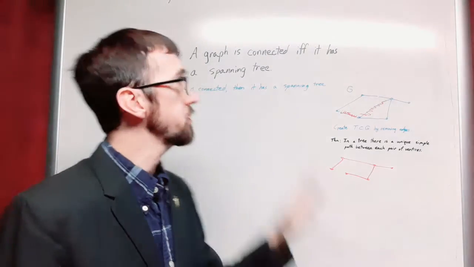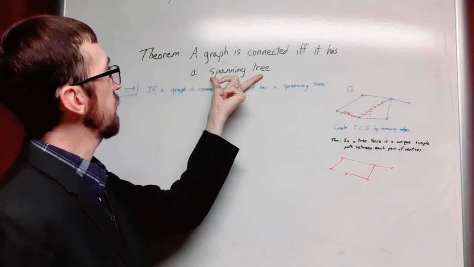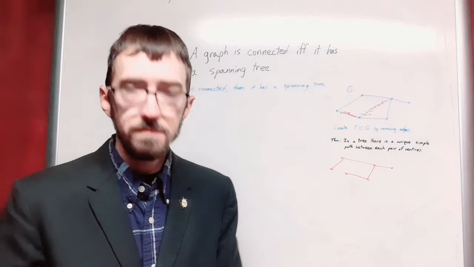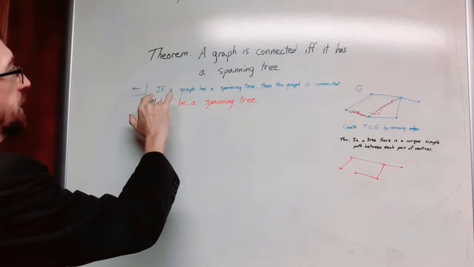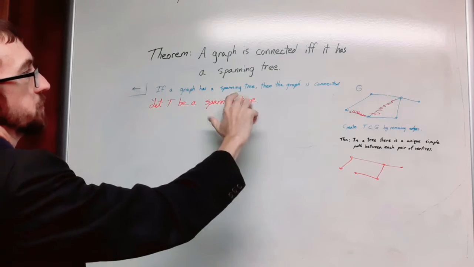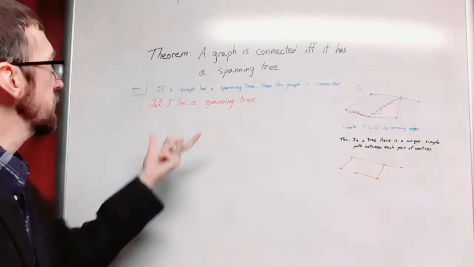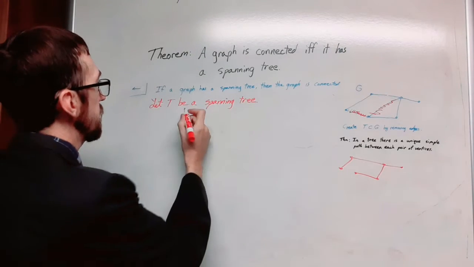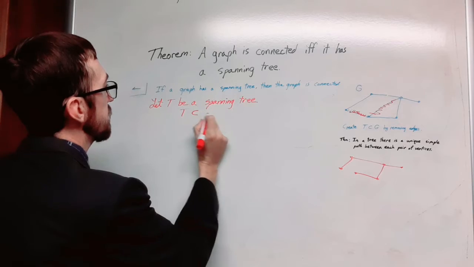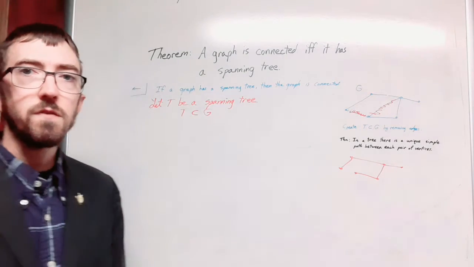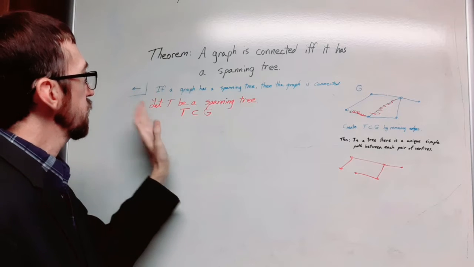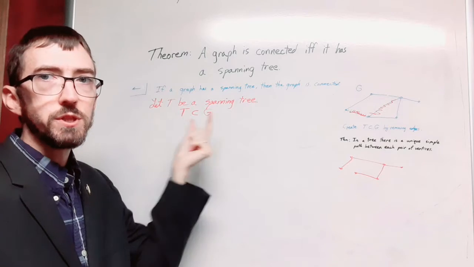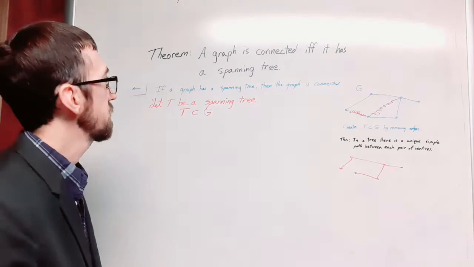So then the second part is you have to go the other direction. Assume that you have a spanning tree, then show that your graph is connected. We are going to look at going the other direction now. We're going to prove if a graph has a spanning tree, then the graph is connected. So we get to assume that T is a spanning tree, and we also get that T is a subgraph of G. So we want to show that since T is contained in G, then G is in fact connected.